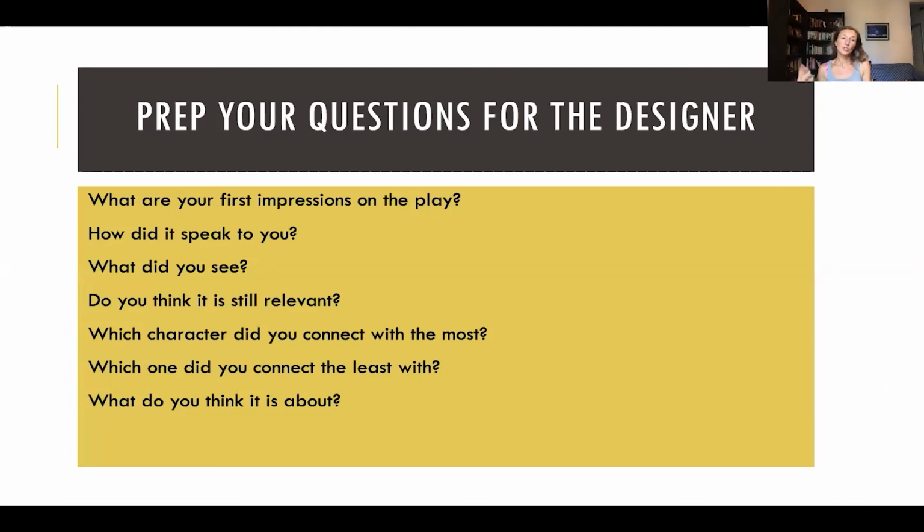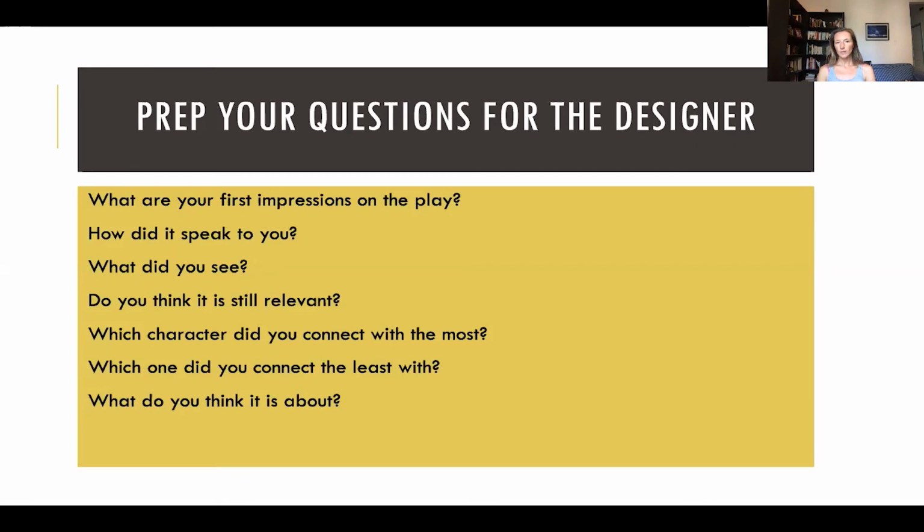And then what you really want to do is you just prep a few questions for the designer. These are suggestions, but everybody going to any play will come up with a series of different questions. Some that are very important for me are: what are your first impressions on the play? How did it speak to you? What did you see in it? Do you think it is still a relevant play to be done nowadays? Which character did you connect with the most? Which one did you connect with the least? And what do you think it is about, the play?